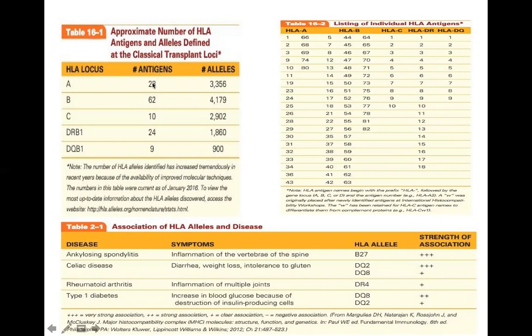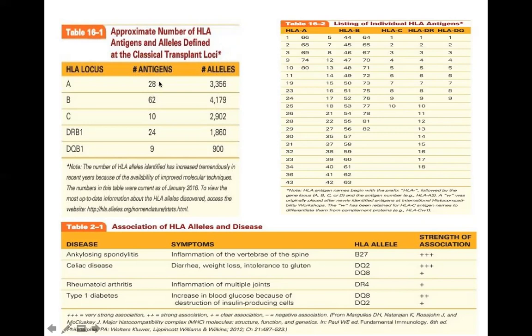The antigens have a numeric nomenclature, shown in the table over here. They're not necessarily numbered 1 to 28. The specific numbers are listed here. So it can be called HLA A1, HLA A9, all the way up to HLA A80. It's not necessarily HLA 1 to 28. So there's a nomenclature for it.